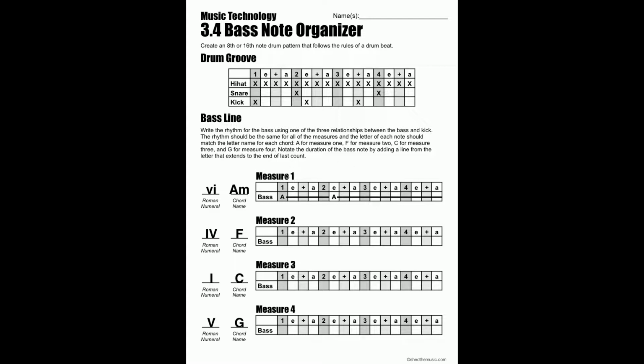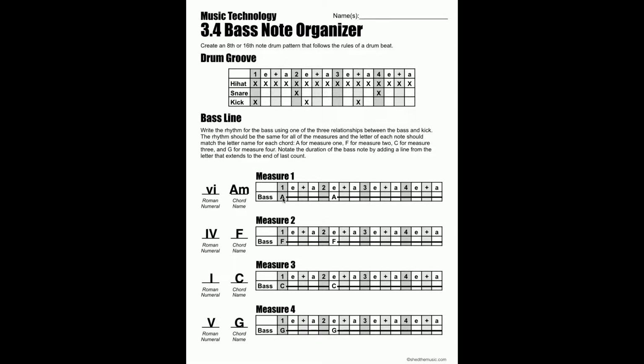You're going to use the same rhythm for all 4 measures here. The only thing that's going to change is the letter. So now I have F, and then C, and then G. So here is my bass line. It's the same rhythm, but the letter's changing, and that is showing the chord progression here.